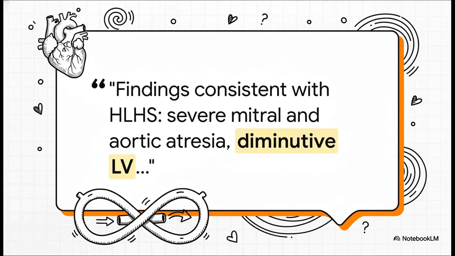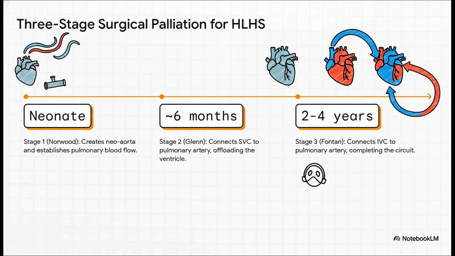The right ventricle is doing all the work, pumping blood into the pulmonary artery, which then crosses over the PDA to supply the entire body. It's one single ventricle powering two circulations at the same time. A child born with HLHS will go on this absolutely heroic three-stage surgical journey.